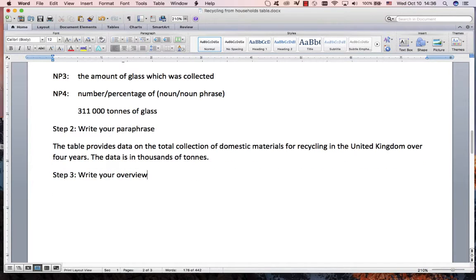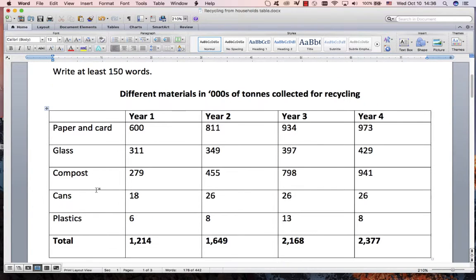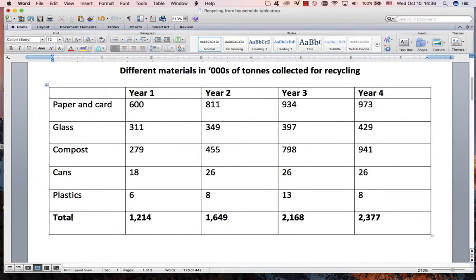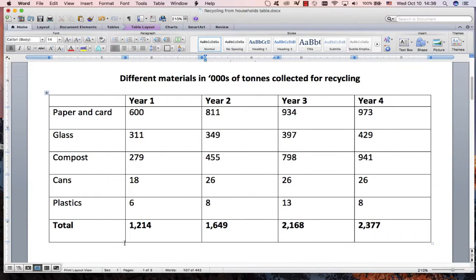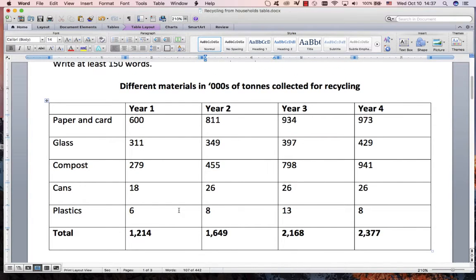Write your overview. Right, now it's time to focus. What is our overview going to be? Of course, we're going to look at this for the overview. And this is the total amount of material that was collected for recycling. And now it's time for arrows. So what are arrows? I'll talk about circles and arrows in this tutorial. It applies to tables. Circles and arrows.